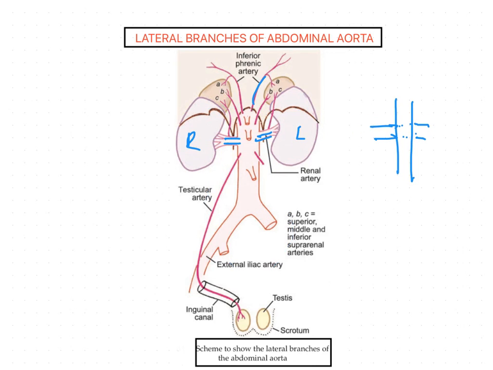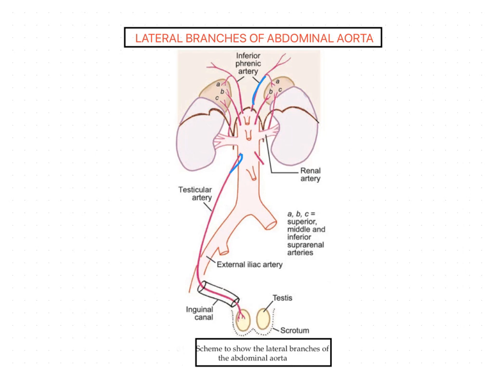Okay, finally we will move on to the gonadal arteries, which are the testicular arteries and the ovarian arteries. Here you can find a pair of gonadal arteries. Actually they arise from the ventral aspect, but because of their course and because they are paired, they are considered under lateral branches. The gonadal arteries are small.